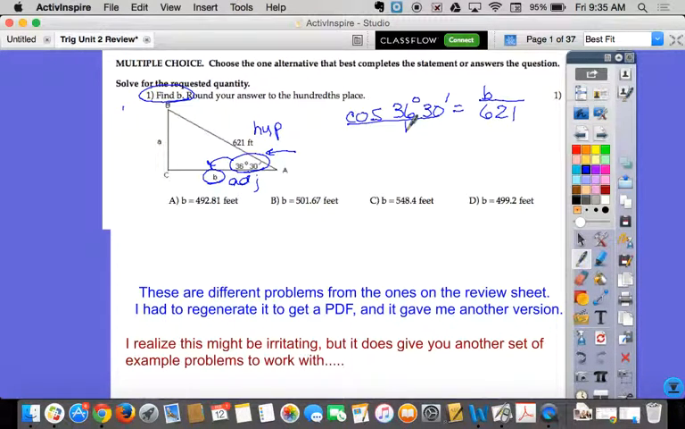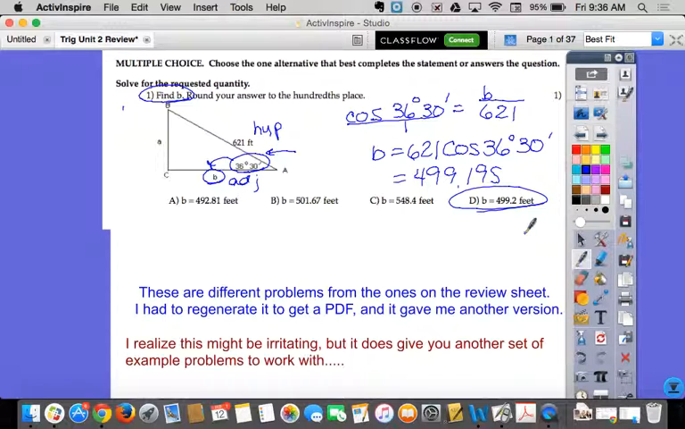You can cross multiply, and that's going to be B equals, let's see here, 621 cosine 36 degrees 30 minutes. So it's just a matter of typing that in. Make sure your calculator is in degrees when you're doing this. We'll swap to radians later on. So cosine 36, and remember that's plus 30 divided by 60. If you realize that that's half a degree, that's lovely. You could just do 36.5. But we're going to get 499.195 or 0.2. So looks like D is our answer here.